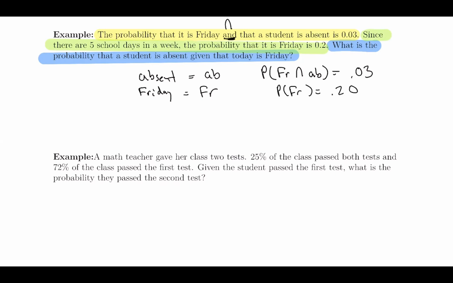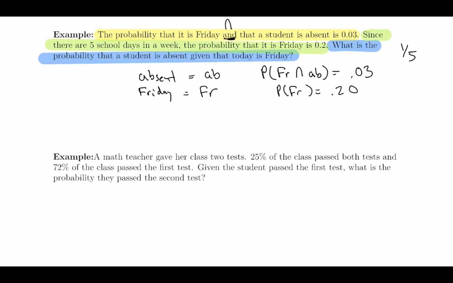And if you're wondering why is it 0.2, think about it: there's only 5 days in the school week, and one of those school days is Friday. So you do 1 out of 5. Good, Emmy. And you get 0.20. So that's where the 0.20 is coming from. There's 5 days out of the week, and of those 5 days, one of them is Friday. All right. Everybody go with that second probability?